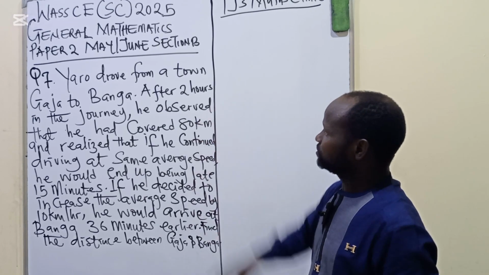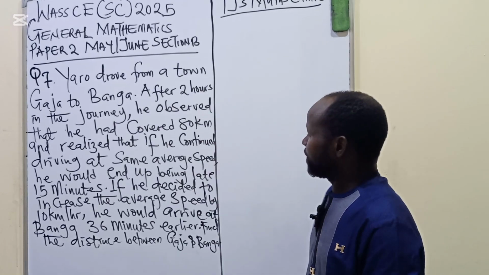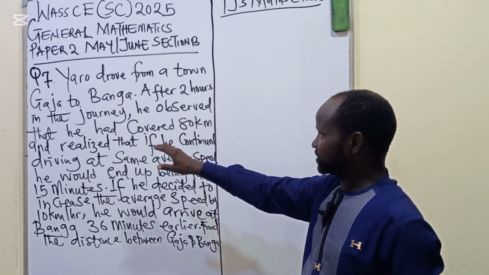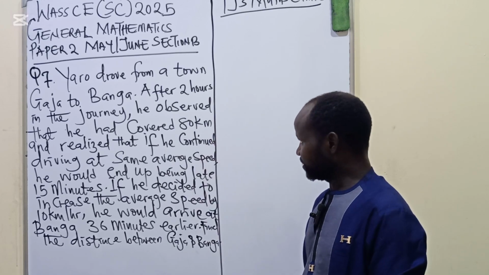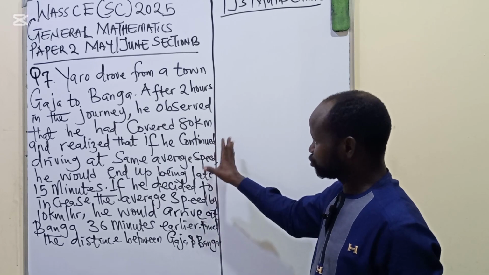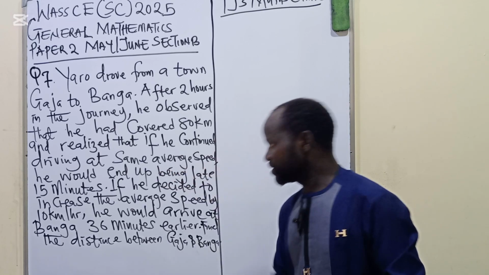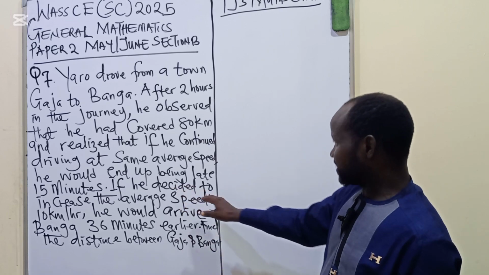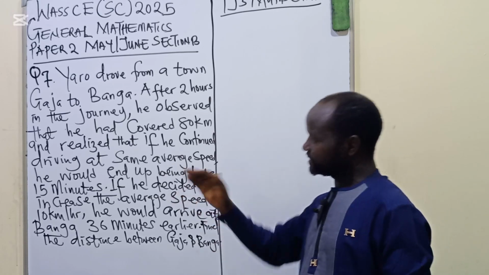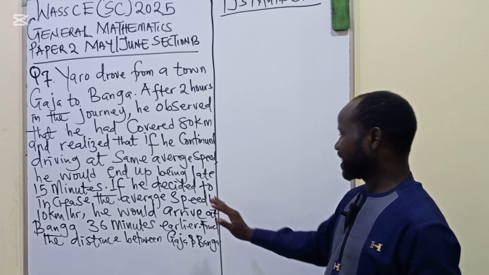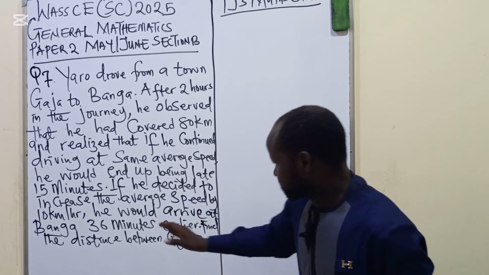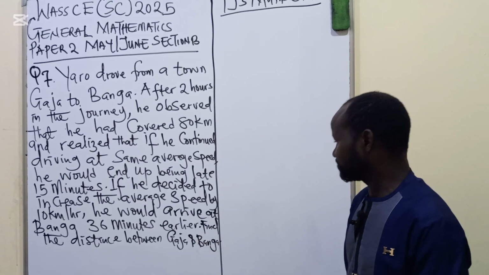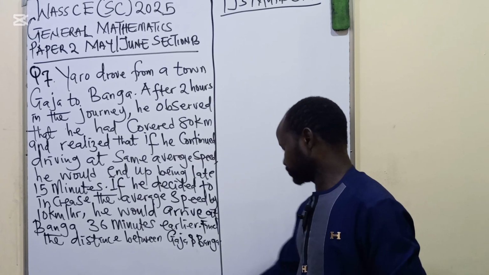Yaru drove from a town, Gaja, to Banga. After 2 hours in the journey, he observed that he had covered 80 kilometers and realized that if he continued driving at the same average speed, he will end up being late 15 minutes. If he decided to increase the average speed by 10 kilometers per hour, he will arrive at Banga 36 minutes earlier. We are asked to find the distance between the two towns, that's Gaja and Banga. So let's consider this question.